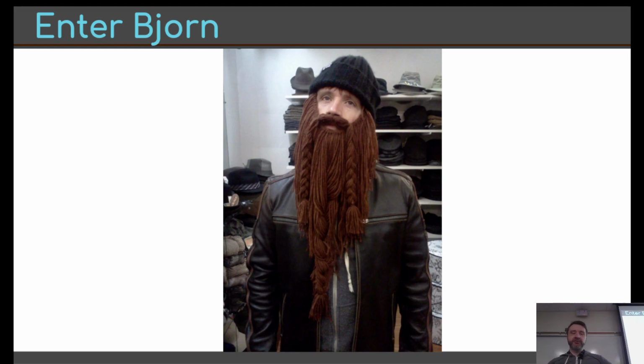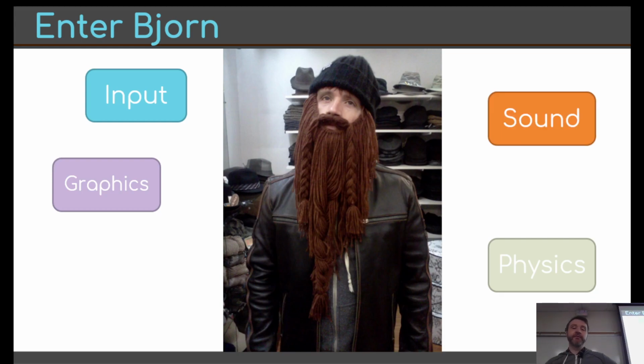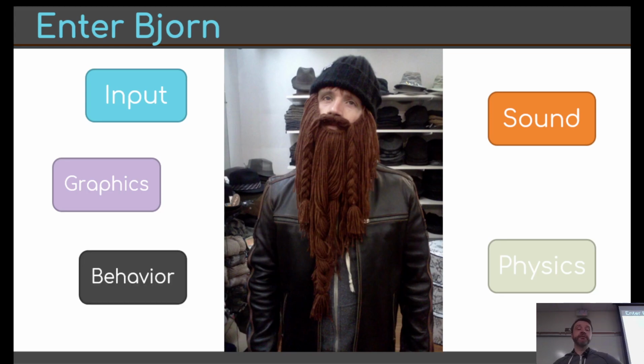So we want to make sure that we have a character that we can represent in a game and has all the bits in a game that we need to track for a character. Things like responding to input, interacting with the physics engine, interacting with the graphics libraries. Sound has to have some aural capabilities. Behavior wants to move or interact in some way, right? So all of these are capabilities that Bjorn should have.